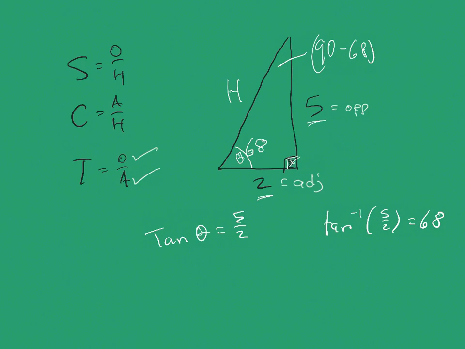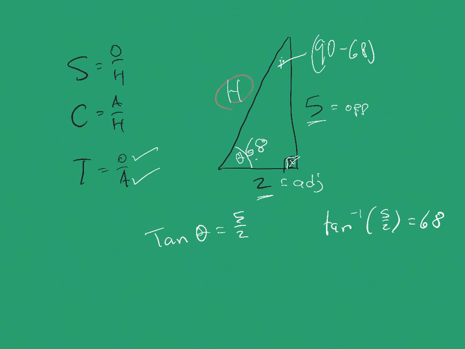But if we know this angle, then the other angle in the other corner added to that has to add up to 90 degrees, because all 3 angles will have to add up to 180 degrees. All right, so we have finished the two angles. Now let's talk about how do we find the hypotenuse.